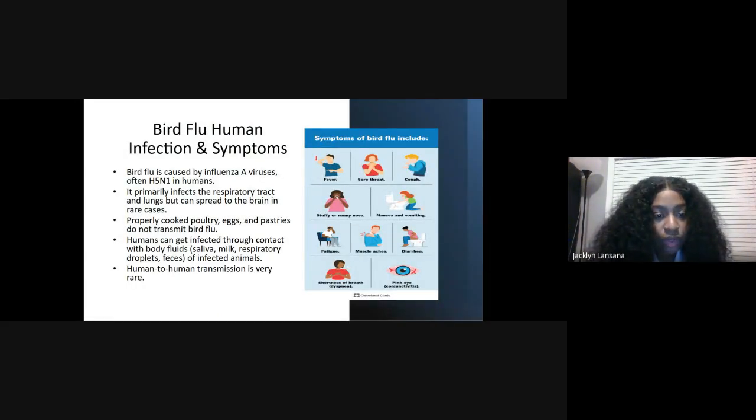Bird flu in humans: infections and symptoms. Bird flu is caused by the influenza A virus, often known as H5N1 in humans. It primarily infects the respiratory tract and the lungs, but can spread to the brain in rare cases. Infection is not obtained from eating infected poultry, but more so from interacting with animals that have the influenza virus. Human to human transmission is very rare, and there haven't been any recorded cases in the U.S. Next slide, please.